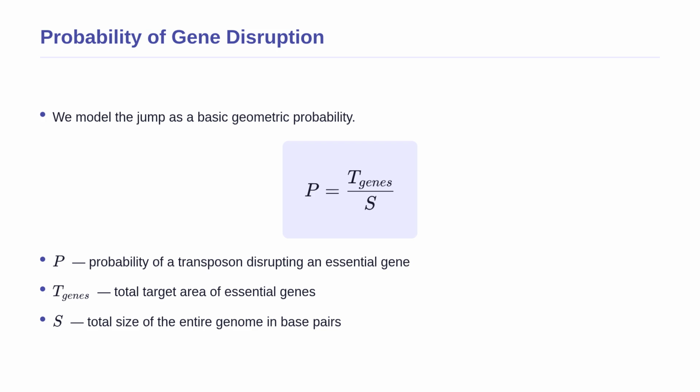Here, P is the probability that a jumping gene lands inside an essential gene. T sub genes is the total target area we just learned how to calculate. The variable S represents the total size of the entire genome in base pairs. If the overall genome size, S, is very large compared to the essential genes, the probability P decreases, which actually protects the organism.